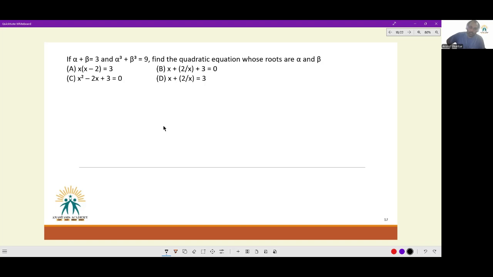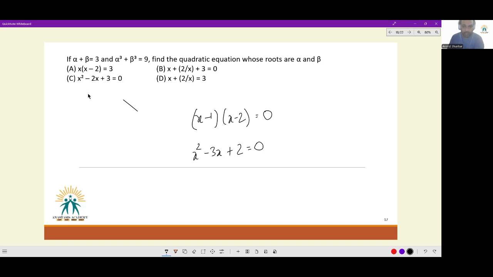Alpha plus beta is equal to 3 and alpha cube plus beta cube is equal to 9. Find the quadratic equation whose roots are alpha and beta. Now, again, we can factorize a cube plus b cube and then do our working. Or we can simply say, can you think of two numbers that add up to 3 and their cubes add up to 9? Clearly, the two numbers are 1 and 2. The roots of the equation are 1 and 2. So x minus 1 and x minus 2 is equal to 0. You open it up, you get x square minus 3x plus 2 is equal to 0.